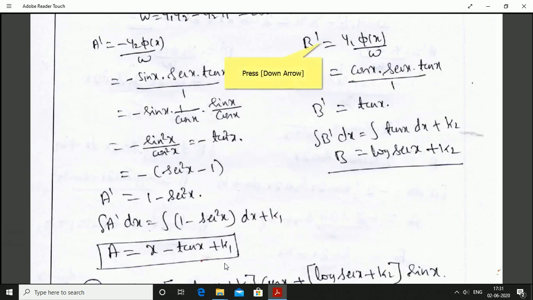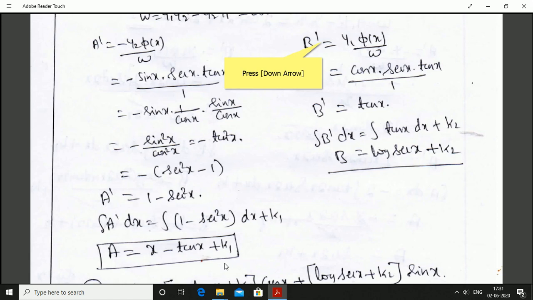Tan square x, to integrate that one, I have written it as secant square x minus 1. If I take minus inside, it becomes 1 minus secant square x. On integration, integral of a dash into dx is equal to integral of 1 minus secant square x into dx plus k1. Integration of 1 with respect to dx is x, minus integration of secant square x with respect to dx is tan x, plus k1.